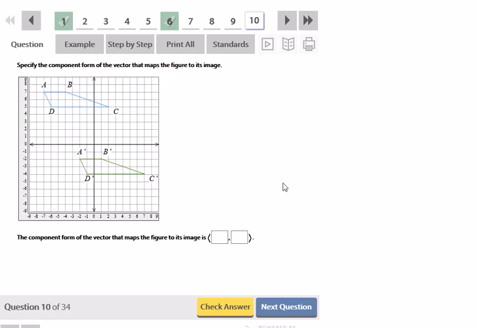Okay, specify the component form of the vector that maps the figure to its new image. So all we got to do is check here where this moved. You can pick any point you want. Let's just pick D. So D looks like it's going off to the right, 1, 2, 3, 4, 5 units to the right, and then it's going 1, 2, 3, 4, 5, 6, 7, 8, 9 units down. So in component form, this would be 5 to the right and negative 9.